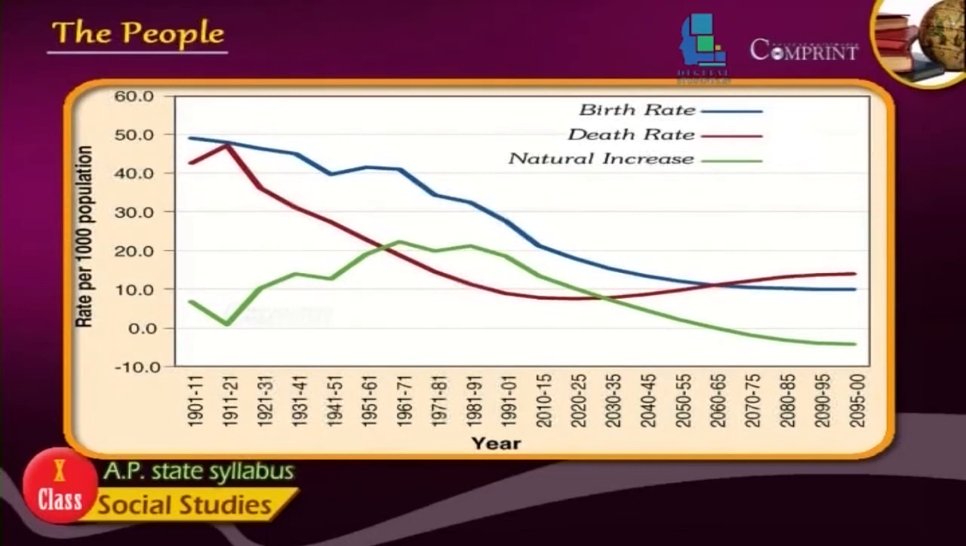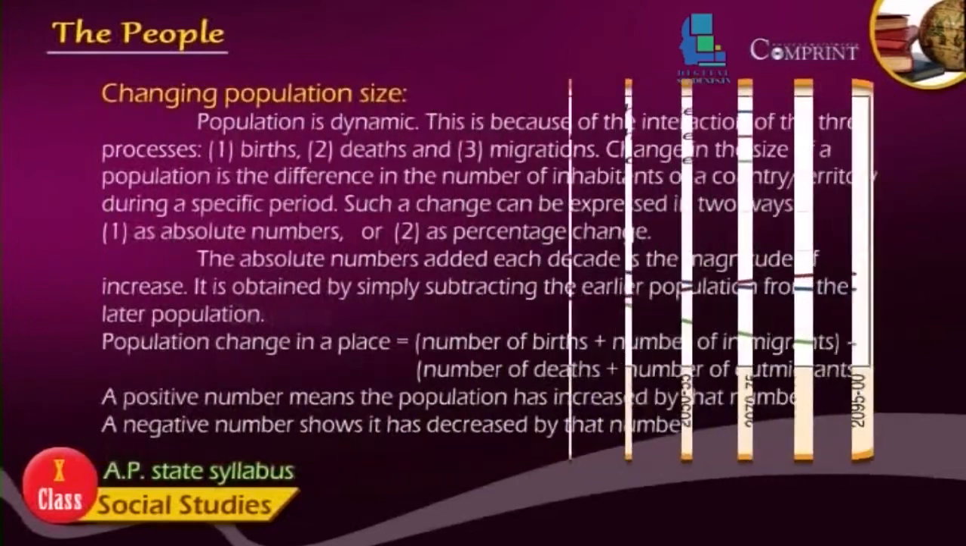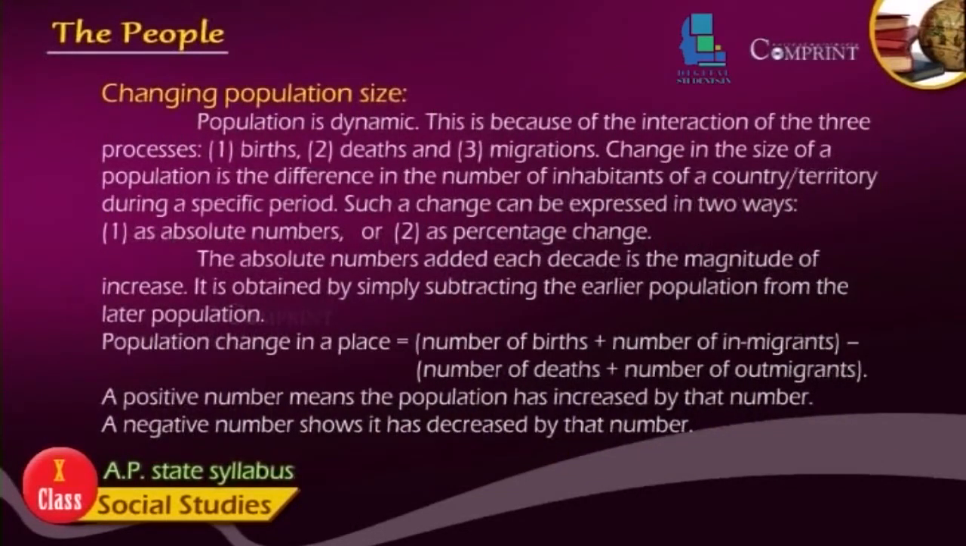Population change in a place is equal to the number of births plus the number of in-migrants minus the number of deaths plus the number of out-migrants. A positive number means the population has increased by that number. A negative number shows it has decreased by that number.